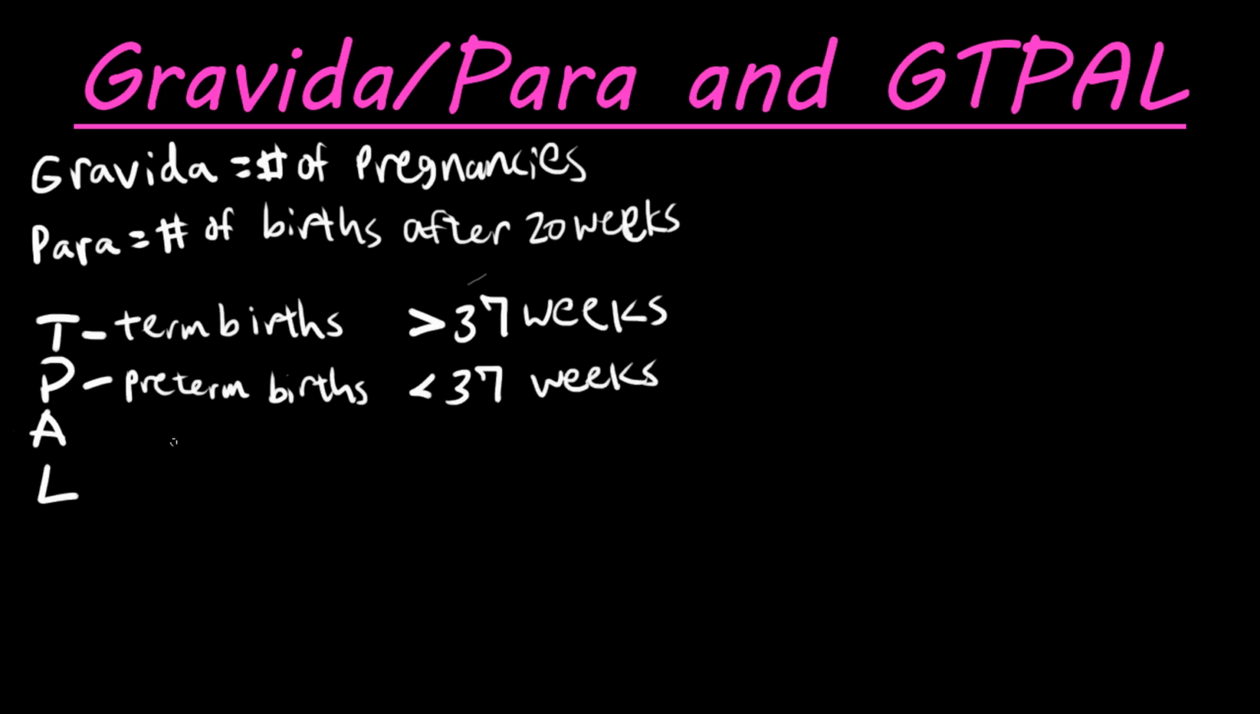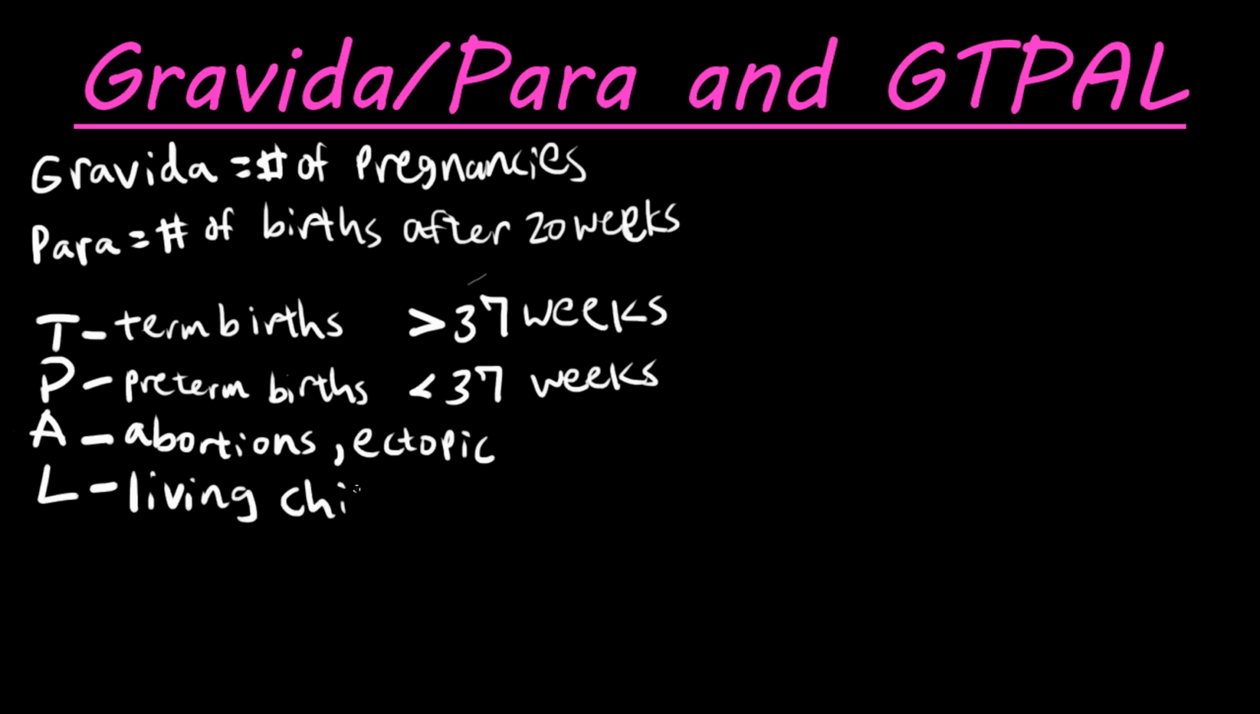And obviously still more than 20 weeks, because before that the baby's not really viable, and that's labeled as an abortion. So A is the number of abortions. This would also include things like ectopic pregnancies, because at less than 20 weeks, it's exiting the body. And then L is living children. How many living children does the patient have?